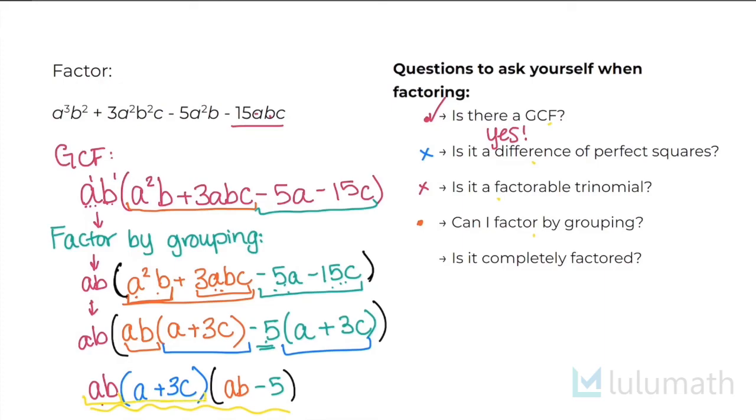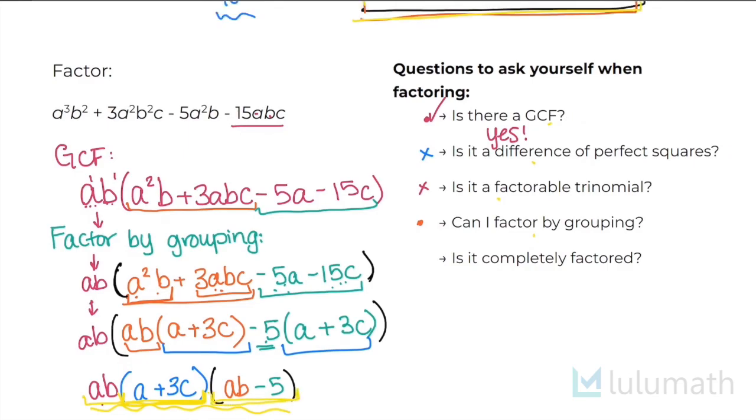So my second factor, this A plus 3C, I'm going to go through my list again. Is there a GCF? There's nothing in common with A and 3C. Is it a difference of perfect squares? No, it is not because there's addition and we don't have any perfect squares here. Is it a factorable trinomial? It is not because it's a binomial and not a trinomial. Can I factor by grouping? It is only 2 terms, and so I can't really group anything together. So this factor here is completely factored.